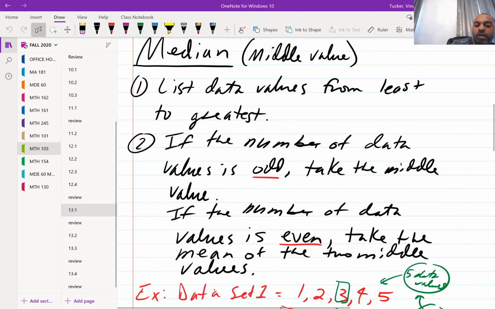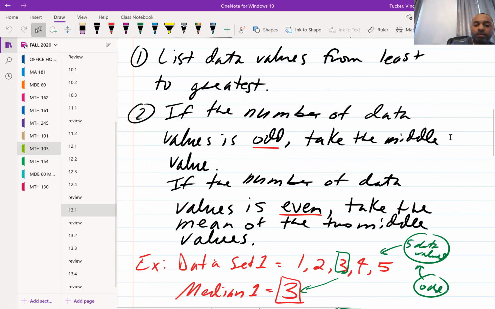All right. So if my first data set is 1 through 5, that's an odd number of data values. That's what I have over here in the green. 5 data values is odd. So since it's odd, that means I actually have a middle value. So I would take the middle value, which is 3.